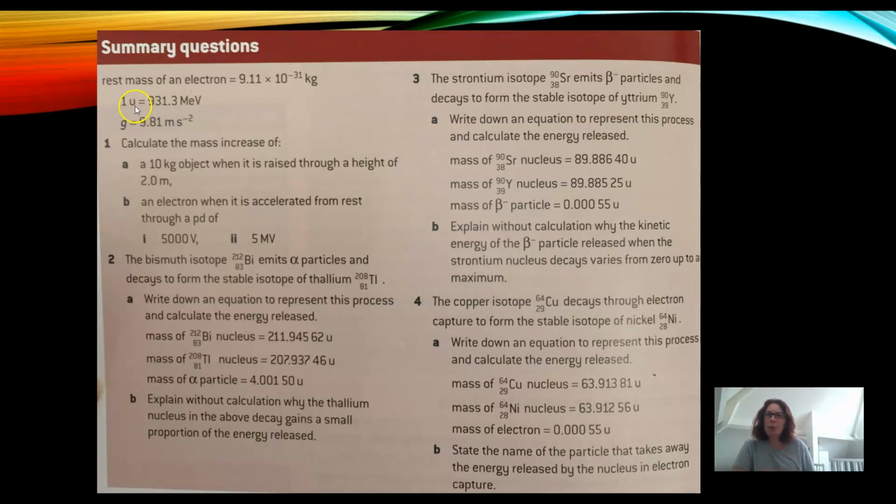It gives you here, it wants you to use 1 U is 931.3 mega electron volts. It's telling you the rest mass of an electron here, so you must be careful if they use the word atom, because if they use the word atom, they want you to include electrons. If they use the word nucleus, they want you to just do the nucleus.